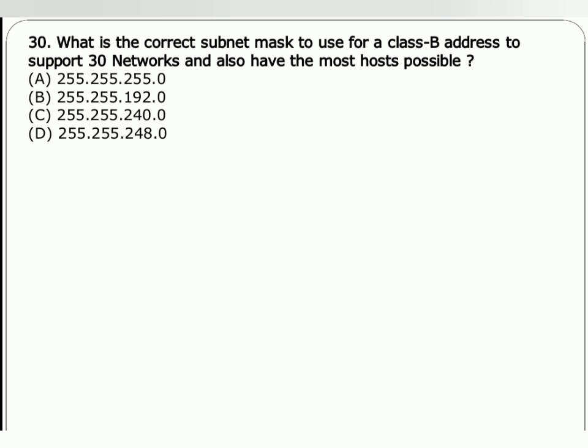So first of all, we need to write the subnet mask for class B. The subnet mask for class B is 255.255.0.0. That is the subnet mask, right? That means here the host values are 0 and network ID values are 255.